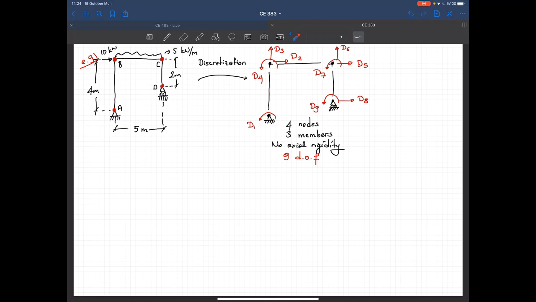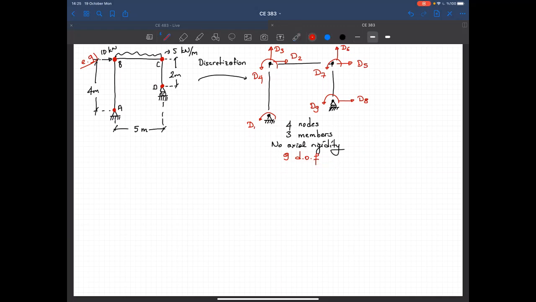Now, when we look at this structure in terms of forces, we have 2 unknown support reactions here, 1 unknown support reaction here. So total unknown support reactions are 3, and I can write 3 equilibrium equations. So this is a statically determinate case. But when it comes to kinematic indeterminacy, as you see, the degree of kinematic indeterminacy is 9.